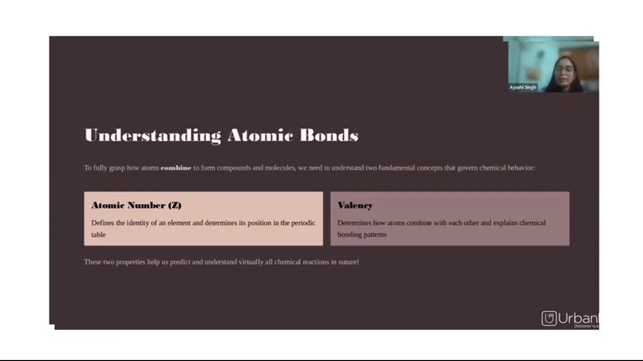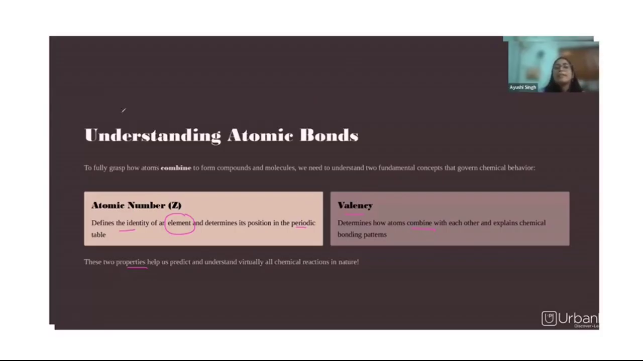It defines the identity of an element and determines its position in the periodic table, where it is going to lie. Now, valency is something that determines how atoms combine with each other and explains chemical bonding patterns. So these two properties will help us understand the chemical nature of any element and how they behave. This is what we are going to do.